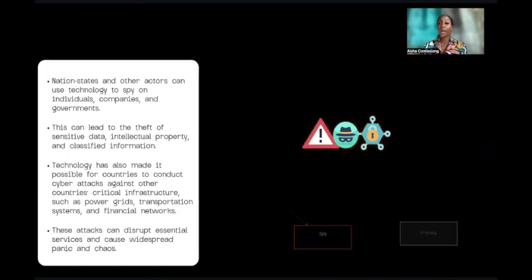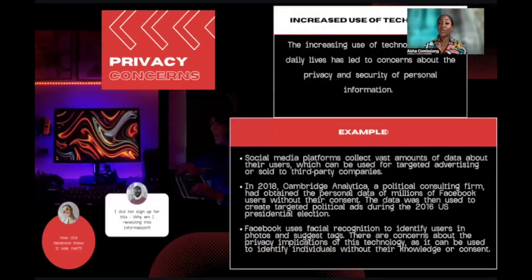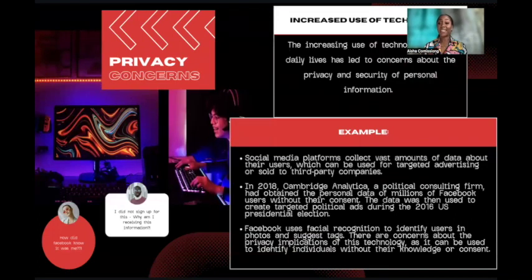Now, as we look at privacy concerns, the increasing use of technology in our daily lives has led to concerns about the privacy and security of our personal information. For example, social media platforms collect vast amounts of data about their users, which can be used for targeted advertising or sold to third-party companies.